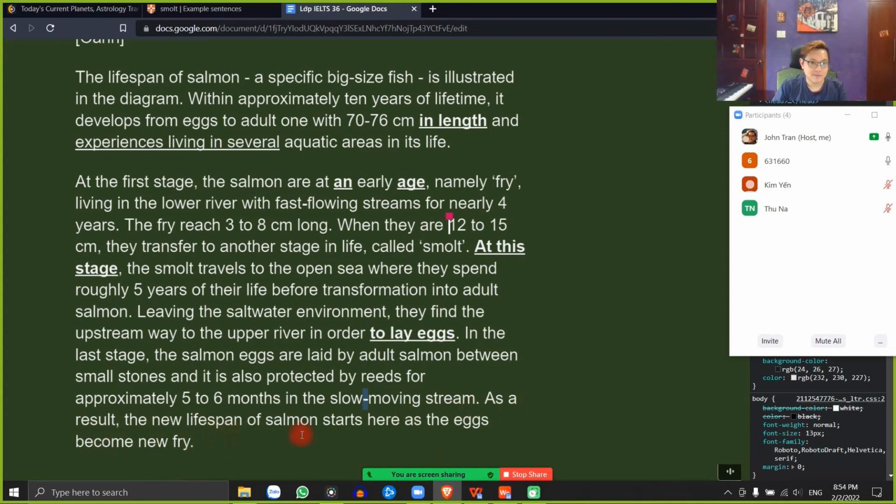The new lifespan of salmon starts here as there. Tại sao là phải bắt đầu ở đó và ở đây? Tại mình đang nói về cái chỗ đó chứ đâu phải là nói tại cái chỗ mình đang ngồi đây đâu. You know, because you're talking about that place at the upper river. You don't talk about the place you're sitting now, you know. So it's not here, but there. The new life of salmon start there as the eggs become new fry.